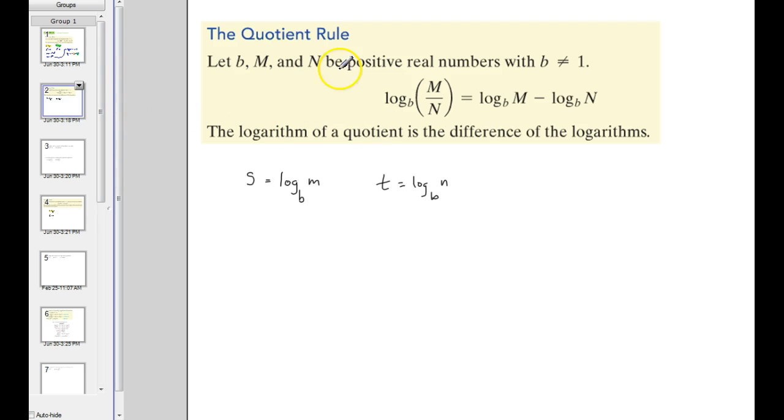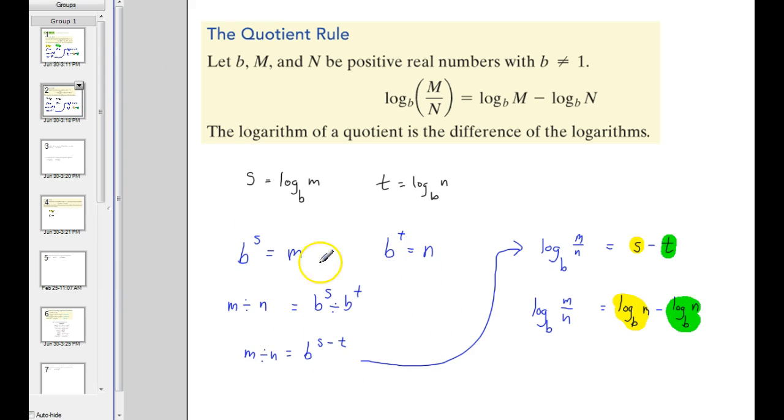Quotient rule, exact same concept, except now we've got division and we change that to subtraction. So the work that we did before, all of it is identical, except we're dividing at this step. M divided by n equals this divided by this, and then that same property, same base, different exponents with division, that becomes subtraction. So we're subtracting the exponents, and then when we switch it to log form, I just switch m divided by n to the fraction form.